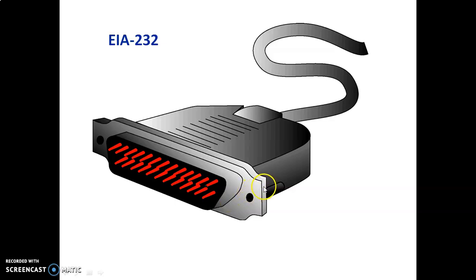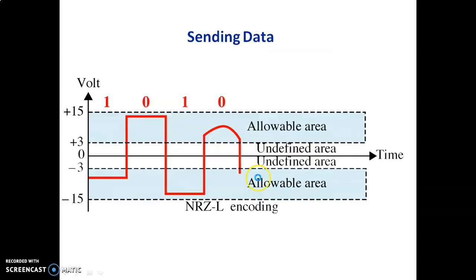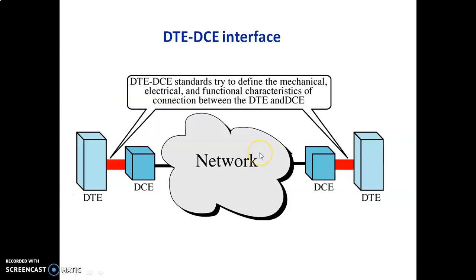Next, we will discuss the electrical specification of the EIA232. The electrical specification of the standard defines the voltage levels and the type of signal to be transmitted in either direction between the DTE and the DCE. It states that all data must be transmitted as ones and zeros using non-return to zero L encoding, that is NRZ-L encoding, with 0 defined as a positive voltage and 1 defined as a negative voltage.